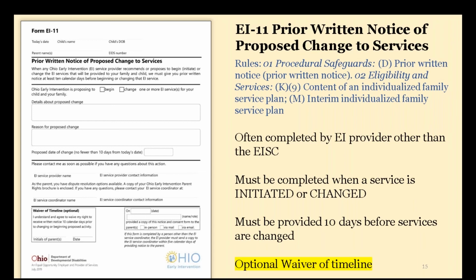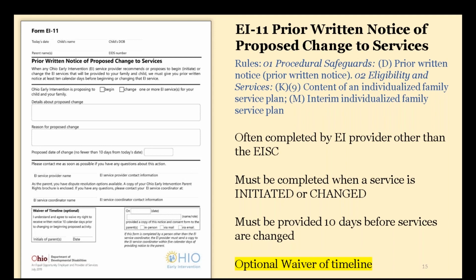EI-11, prior written notice of proposed change to services. Requirements and rule related to this form may be found in the Procedural Safeguards Rule and the Eligibility and Services Rule. This form will often be completed by an EI provider other than the service coordinator who proposes to begin, end, or change an EI service from what is on the IFSP. So that is not a change from what we have now. The form has changed some, but the process for a provider proposing to begin, end, or change a service is a process we already should be used to.